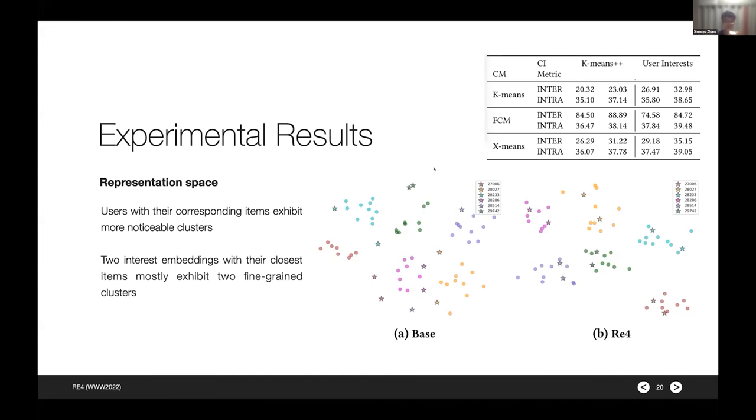To have a global picture of the whole representation space, we also conduct a quantitative analysis, which is listed in the upper right table. We are concerned with two kinds of clustering: inter-user clustering, to find whether users with the corresponding items exhibit noticeable clusters, and also intra-user clustering, which means whether the learned multi-interests of a particular user can encode different aspects. From these two perspectives, RE4 can consistently improve the base model in the clustering results.